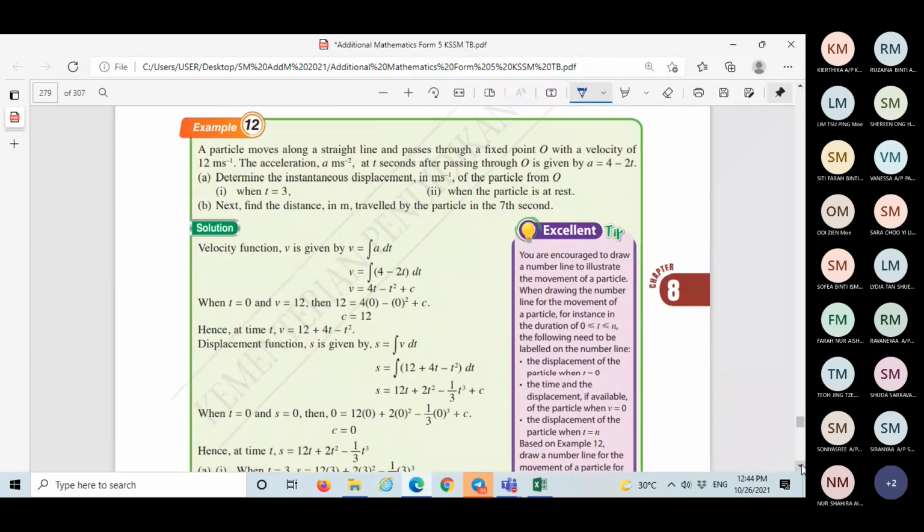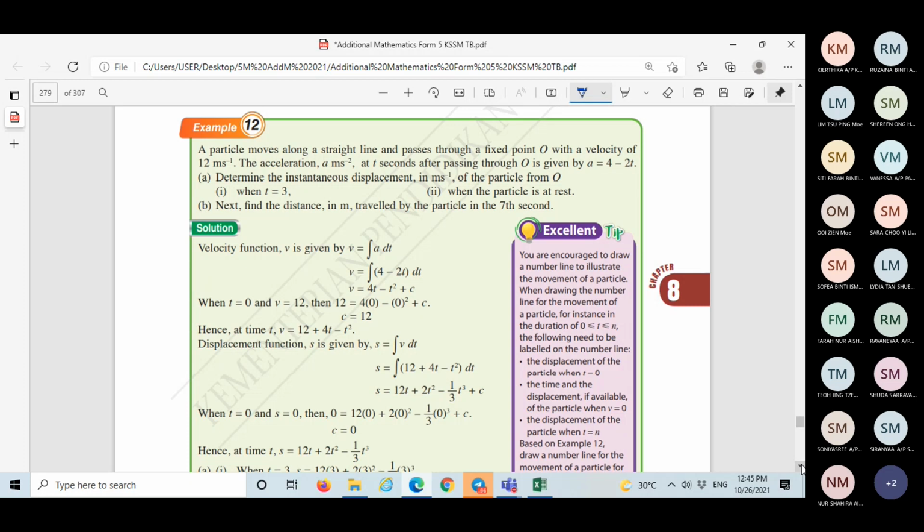Look at example 12. You know integration, we will need the conditions so that we can find the C. Now, if these questions you need to integrate 2 times, means you need 2 sets of conditions for you to get the C 2 times, because you need to do the integration 2 times.